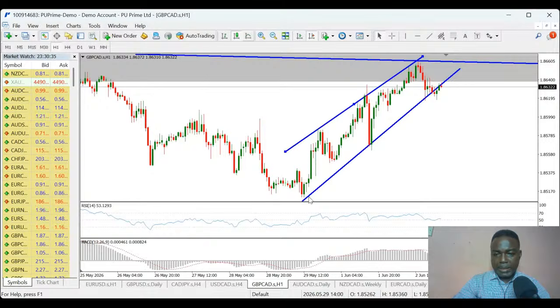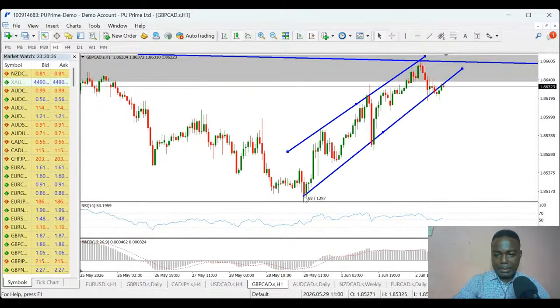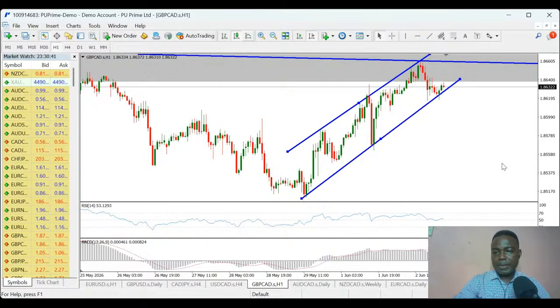Now we can clearly see that price is testing the lower trend line, really testing it strongly. That means price touched it and is bouncing. But then what we're looking out for is a breakout below this lower trend line of the channel. So let me draw the arrow to indicate we're looking for a breakout to the downside.